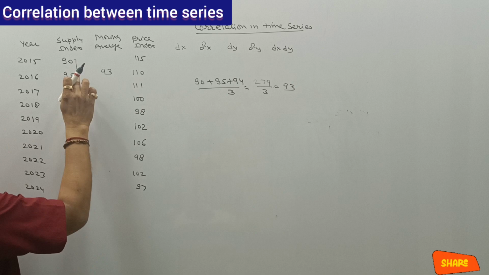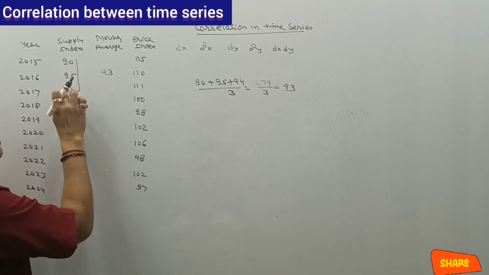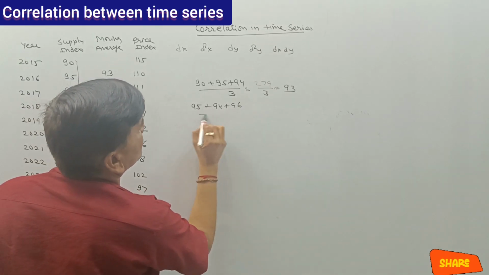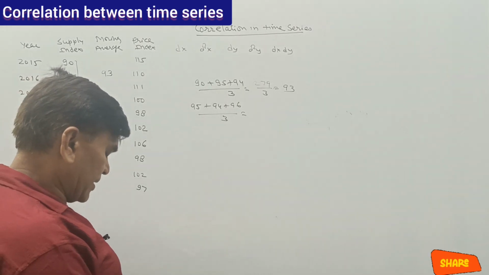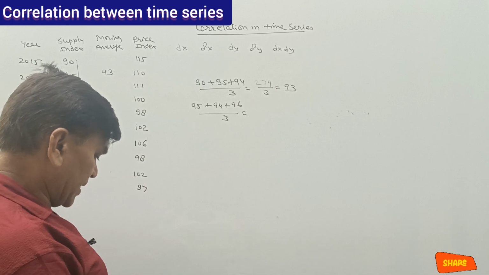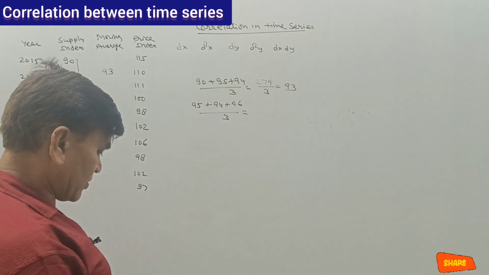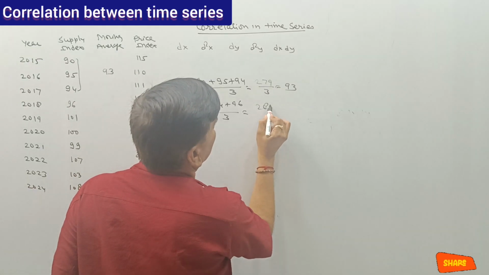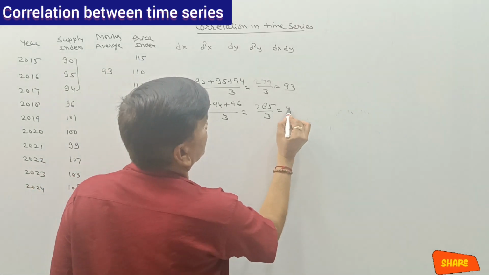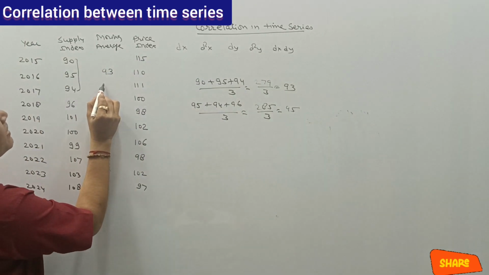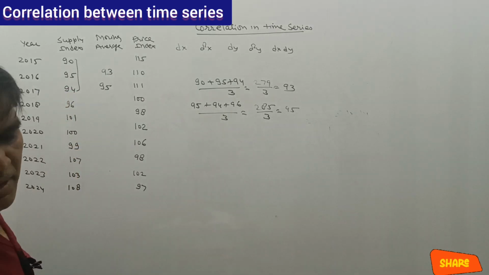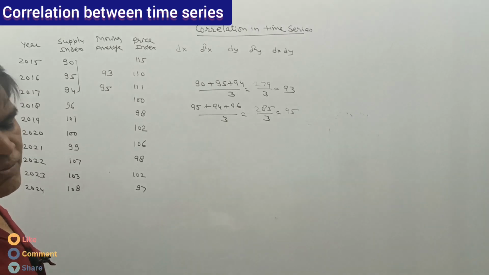Again for the moving average, we take the next three, that is 95 plus 94 plus 96 divided by 3. So again, 279 minus 90 and adding 96, equals 285, divided by 3. So the next moving average is 95. So the second moving average is 95. Again 94, 96 and 101 will be added. So this is the 3-year moving average.